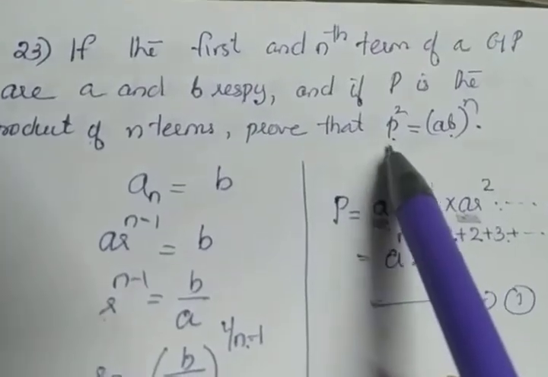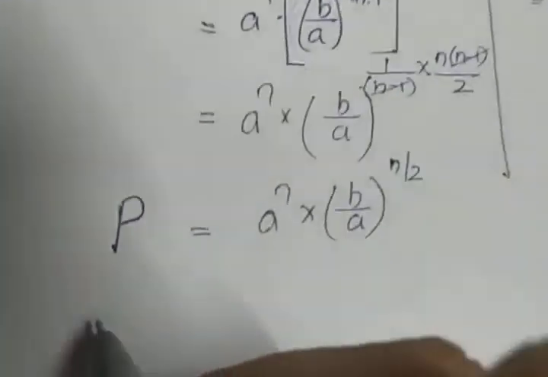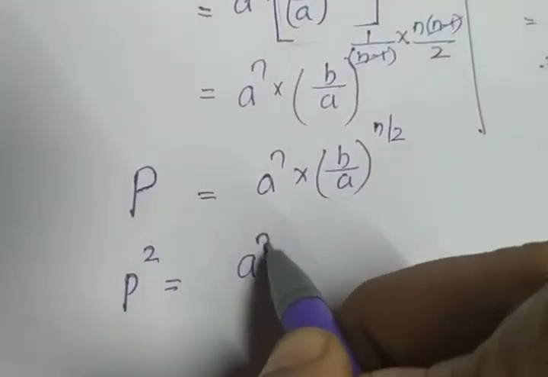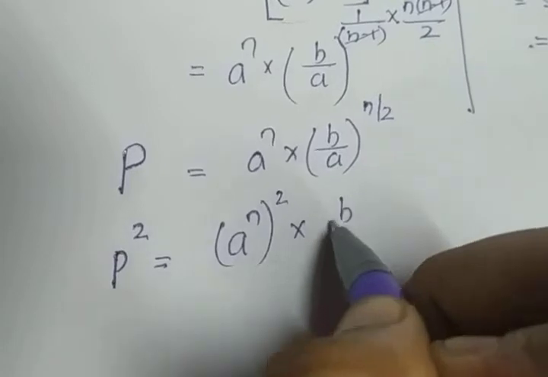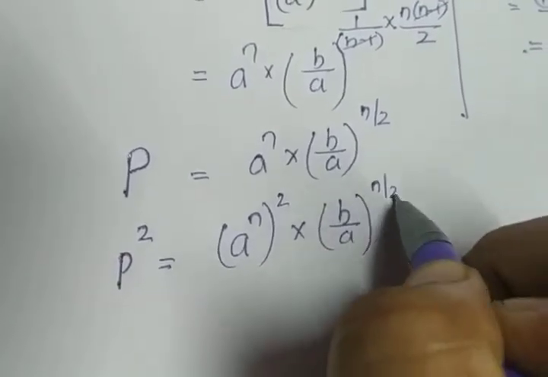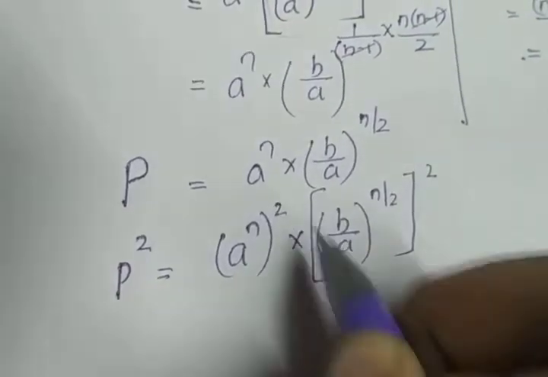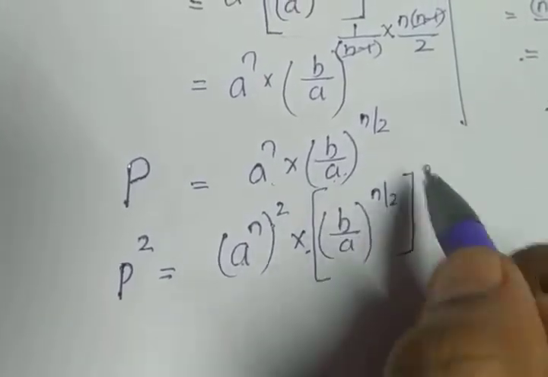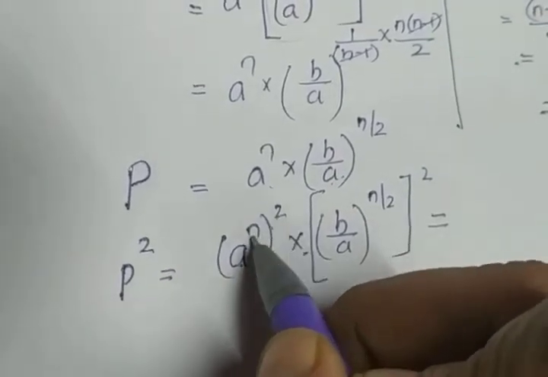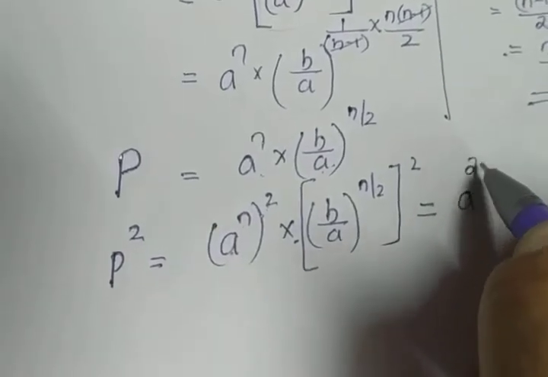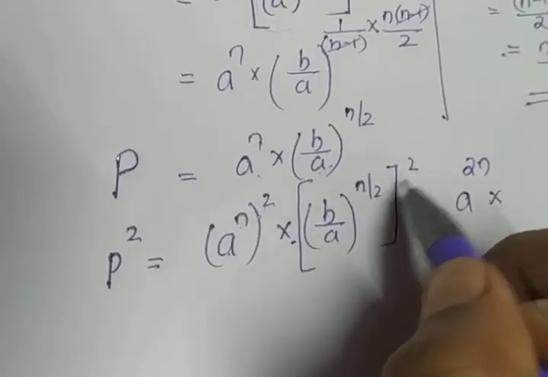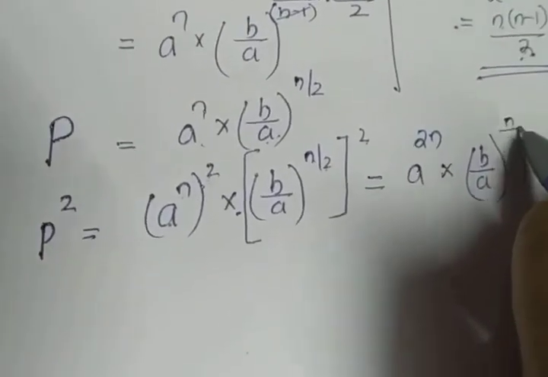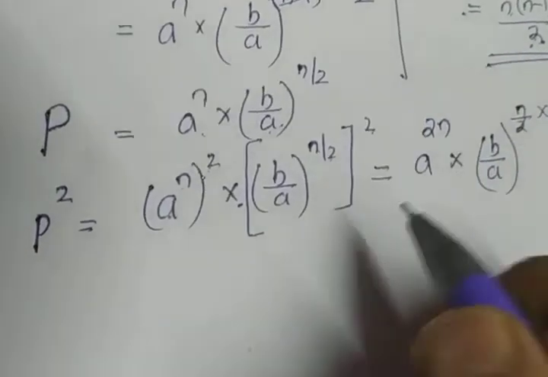And what we have to show is P square is (AB) raised to n. So we will take P square is equal to this term square, isn't it? So (A raised to n) the whole square into (B by A) raised to n by 2, the whole square. We have to square each of the terms. So its square is equal to, here also two powers are there, so we can multiply, giving you A raised to 2n into, here also n by 2 into 2 is there. So (B by A) raised to n by 2 into 2, n by 2 into 2 gives you the value n.